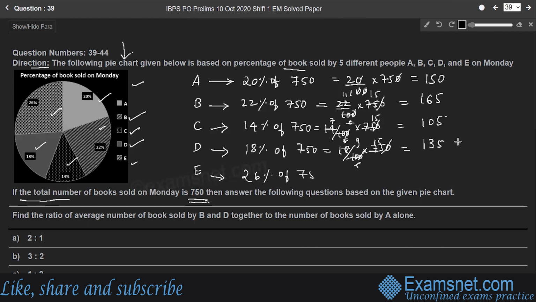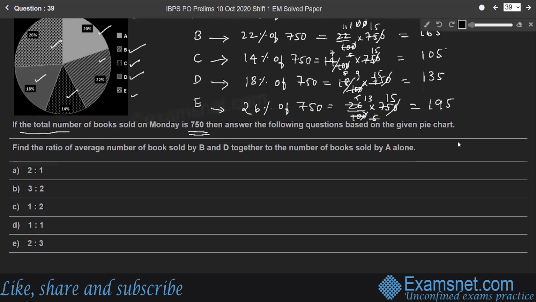26% of 750, total number of books. 26 by 100 into 750. So it is 2 into 5, 2 into 13. So 15 into 13, 195. 195 is the number of books sold by E, person E.